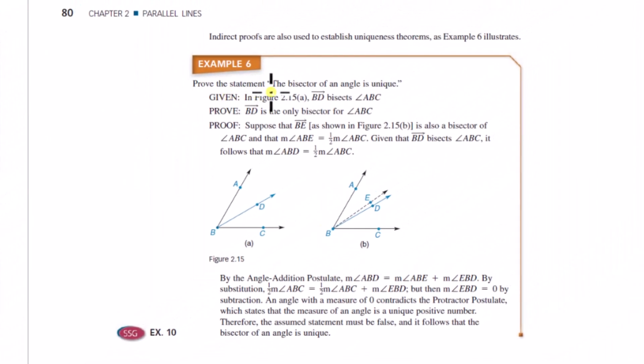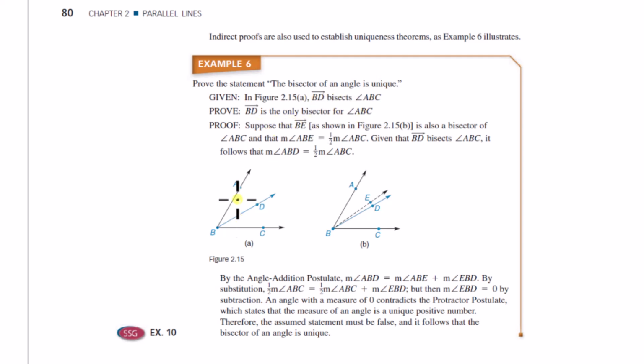All right, prove the statement, the bisector of an angle is unique. So yeah, there's one and only one bisector of an angle. They're saying let's say this is a bisector, you can't draw another ray that's different from this ray that also bisects angle BAC. So given that ray BD bisects angle BAC, prove that ray BD is the only bisector for angle ABC.